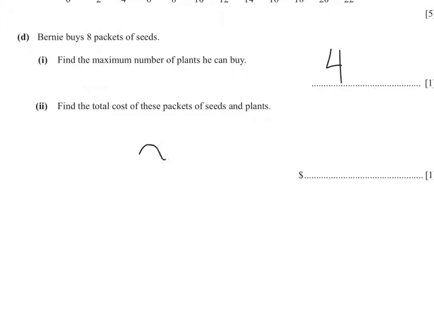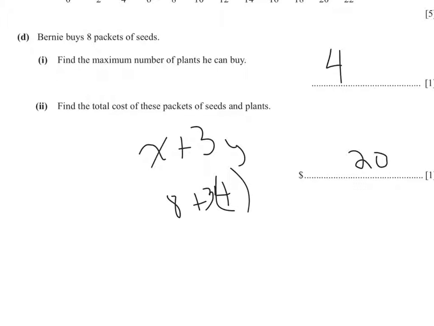And finally, find the total cost. Remember our cost function is 3x plus 3y. So that's 8 packets of seeds plus, sorry, 3 times 4 plants. I think the answer is $20. That's less than $21, so it seems like a reasonable answer. The final thing I would like to add on this problem, which was an optimization problem: can we optimize cost?